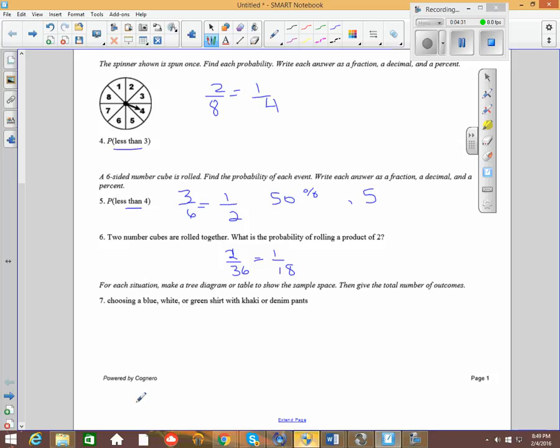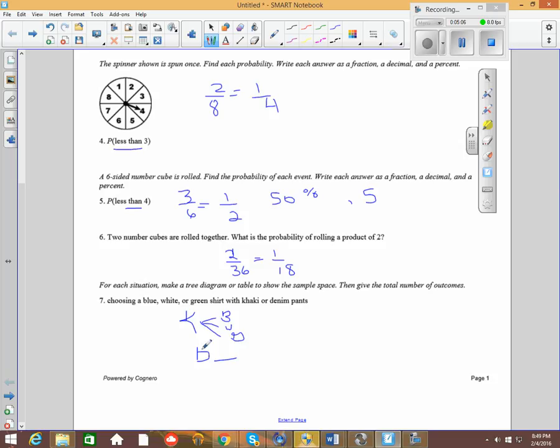Looking at number 7. We have a probability. We want to make a tree diagram with the number of outcomes. Choosing a blue, white, or green shirt with khaki or denim pants. So I'm going to make K for khaki and D for denim. So we compare. What can we pair with the khaki? The B for blue with the khaki. We can pair the W for white with the khaki, and we can pair the G for green with the khaki. Okay. Then we have the denim.